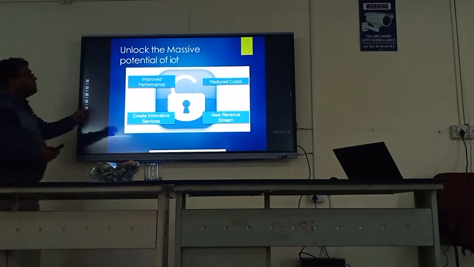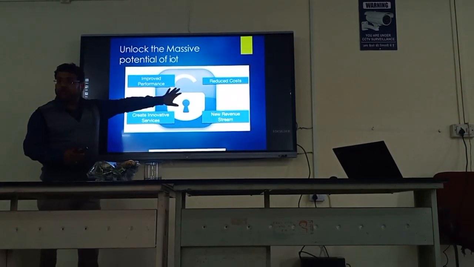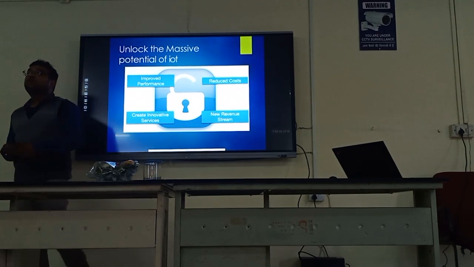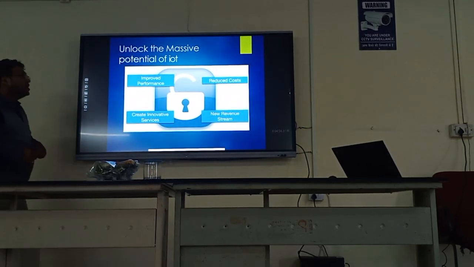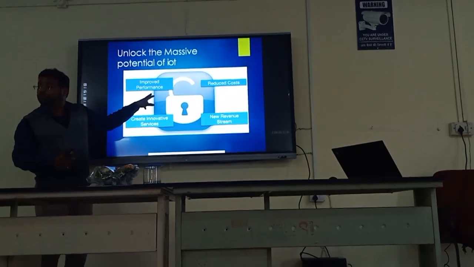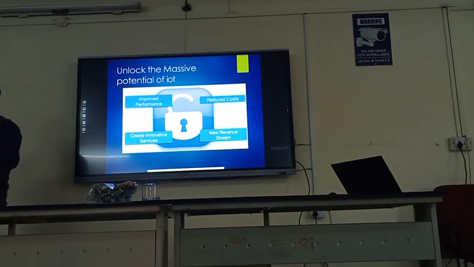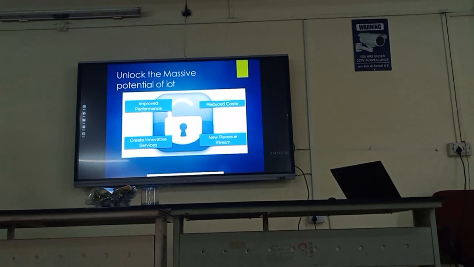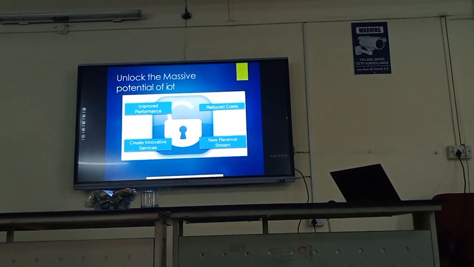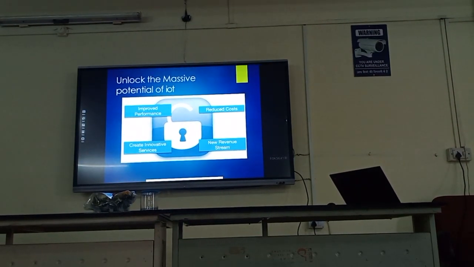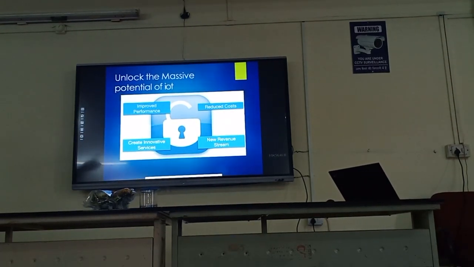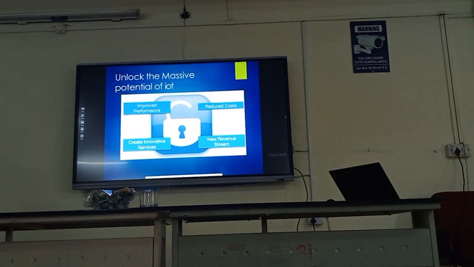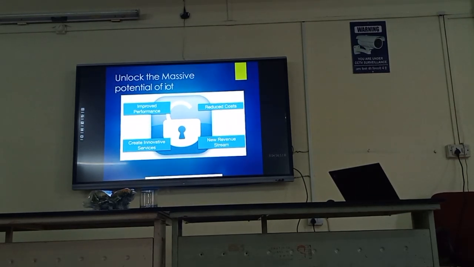Now, unlock the massive potentials of IoT. Whenever we use IoT devices in healthcare, the first thing we do is improve performance. Even though a human is not able to stay alive and alert 24 by 7, an IoT device can be. So it can monitor the health of a patient in a very easy and quick way. Second will be reduced cost: I don't need to employ two people at the same time to monitor the patient.